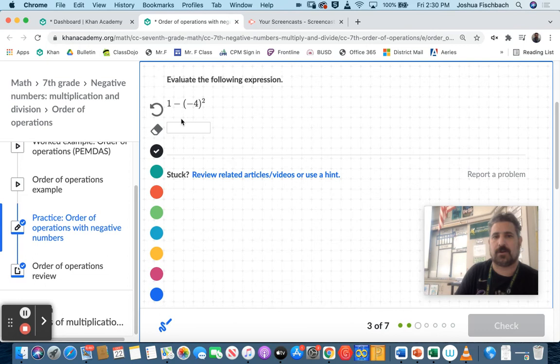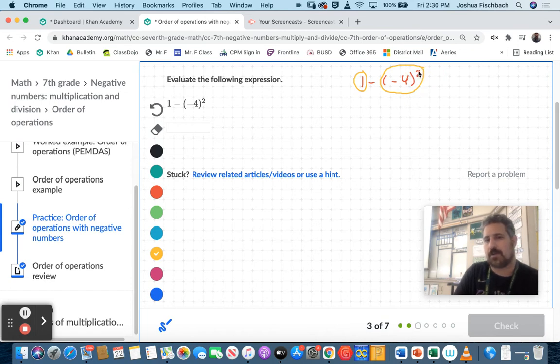Let's take a look at this one. So this one says 1, take away the quantity of negative 4 to the second power. This one doesn't require any kind of reworking in the way it's written. So let's just write it out. You got 1, take away the quantity of negative 4 to the second power. Okay? And like we talked about, the subtraction outside of the parentheses would be a separator. So it's really this value of 1, take away this value over here of negative 4 to the second power.